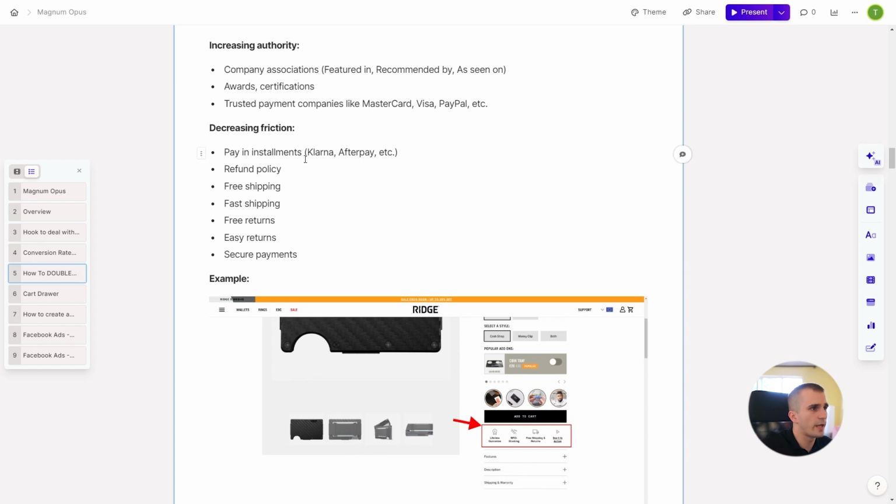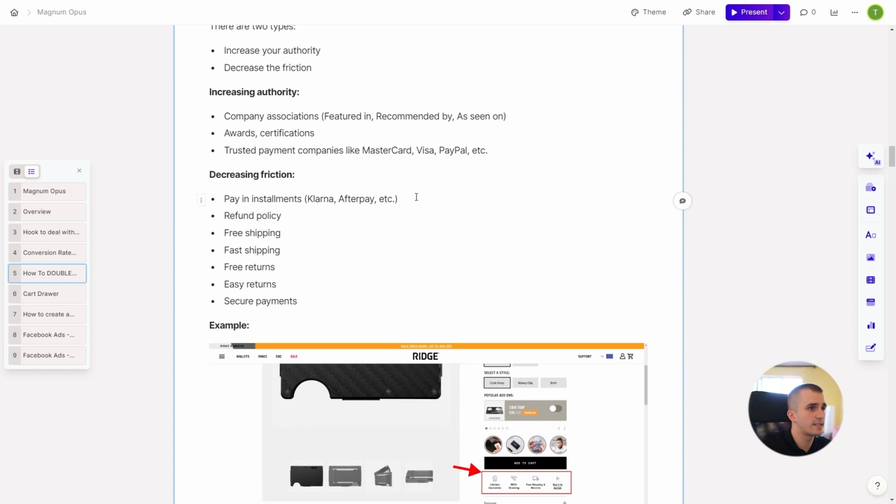So the first one that we have here are pay in installments like Klarna, Afterpay, and all that stuff. That's why these solutions have drastically risen, and you can see almost every brand has this. It's just less painful for your visitors to buy in 4 installments than buying it all at once at a $100 price. For that reason, you just reduce the friction because it's just less painful for them to pay you this thing.